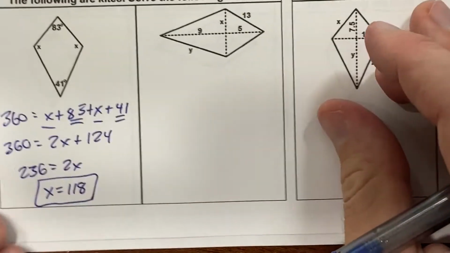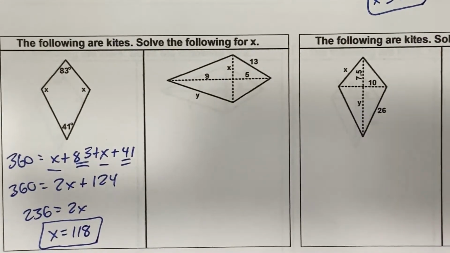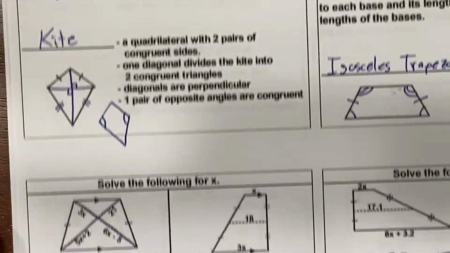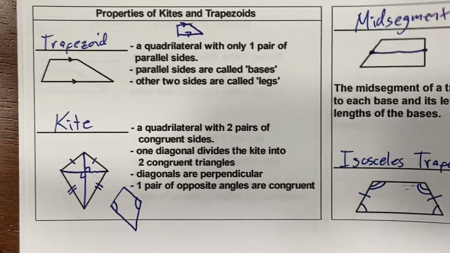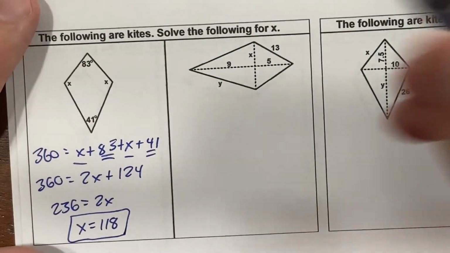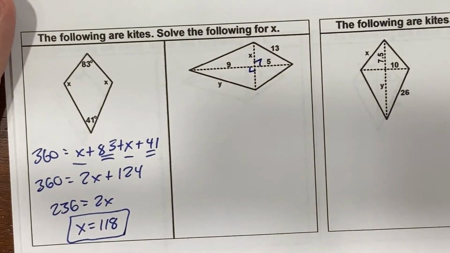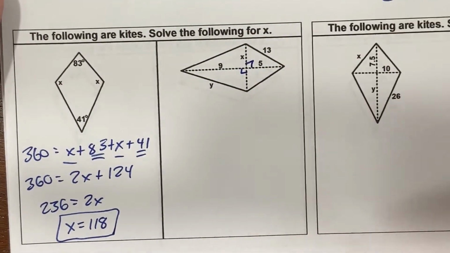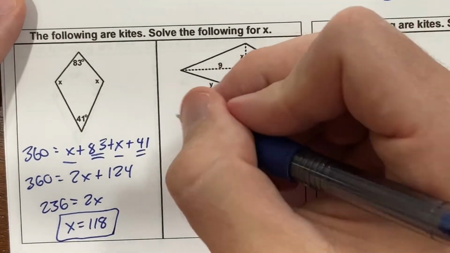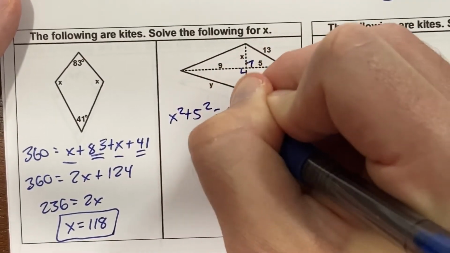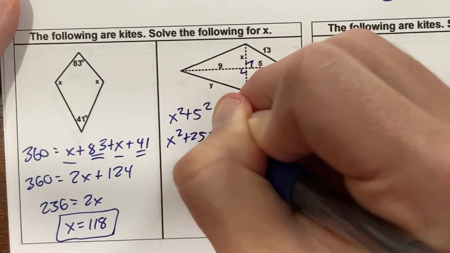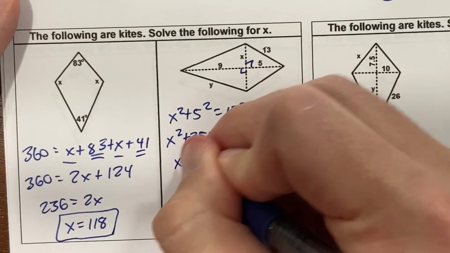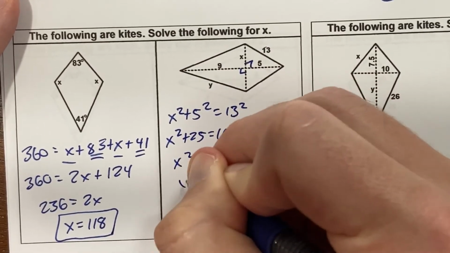Okay. Let's look at this problem right here. At some point up in our definition of kites, we said that the diagonals are perpendicular. Okay, the diagonals are perpendicular. And so when I look right here, I know that there are right angles everywhere in there. And so if I want to solve for x, I'm going to use the Pythagorean theorem. I'm going to say x squared plus 5 squared equals 13 squared. A squared plus b squared equals c squared. C squared is always the longest side, the hypotenuse. This would be x squared plus 25 equals 169. Subtract the 25 over, you get 144. X is going to equal 12.